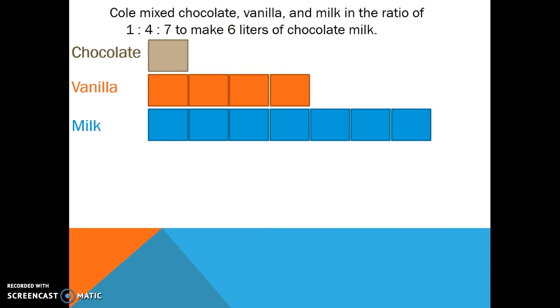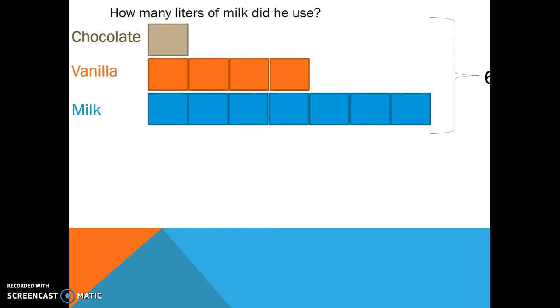Okay, Cole mixed chocolate, vanilla, and milk in the ratio of 1 to 4 to 7 to make 6 liters of chocolate milk. So remember that when we're reading a word problem, our ratio is going to be read in the same order as the word problem. So chocolate has 1 unit, vanilla has 4 units, and milk has 7 units. So when it says he made 6 liters of chocolate milk, that means all of the units together equals 6 liters. Okay? So now we want to know how many liters of milk did he use.